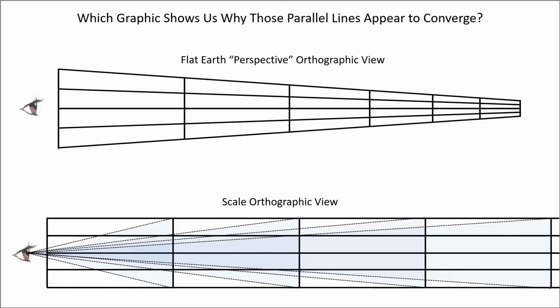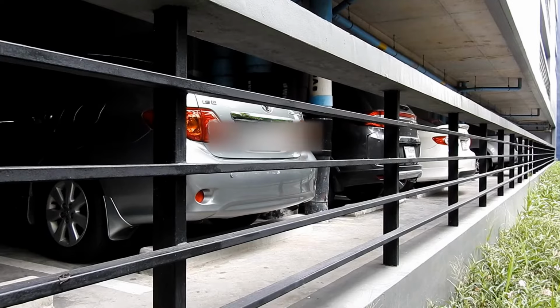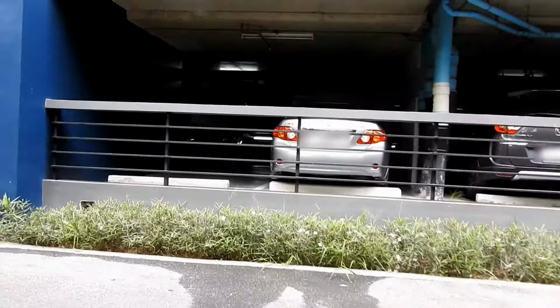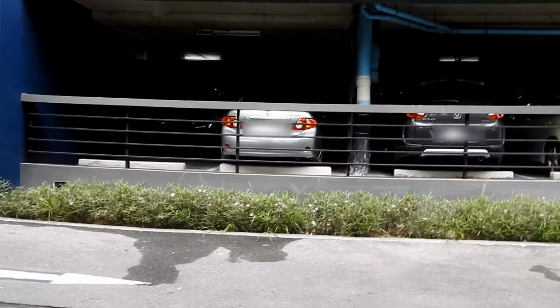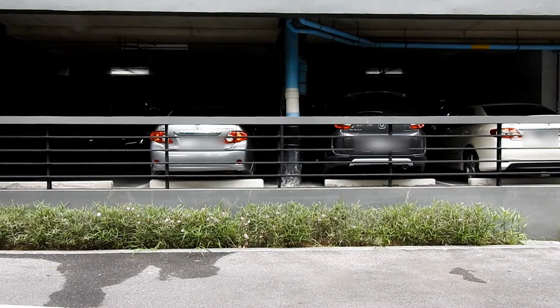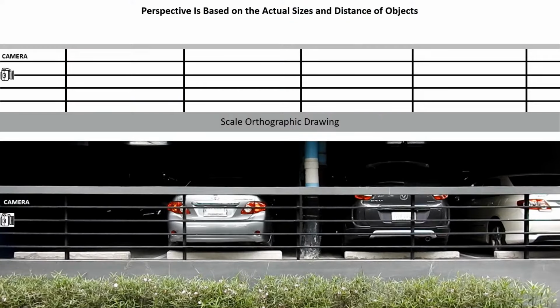Now, flat earthers think you need a drawing that already shows these lines converging, but I say no, you need a scale orthographic view that shows the angular size changes. So let's see what caused this. So I'm backing away, turning 90 degrees to that railing, and surprise, surprise, it looks exactly like the orthographic drawing. And this makes logical sense because perspective is based on the actual sizes and distances of objects.